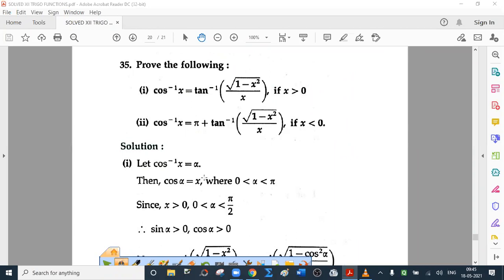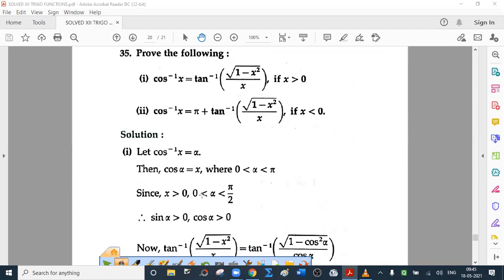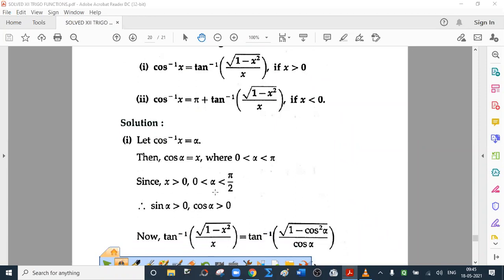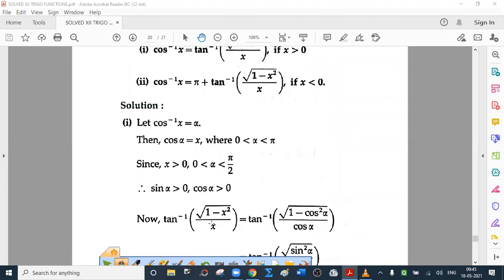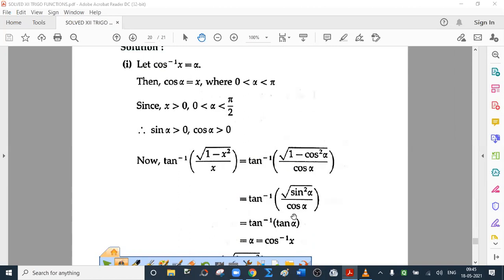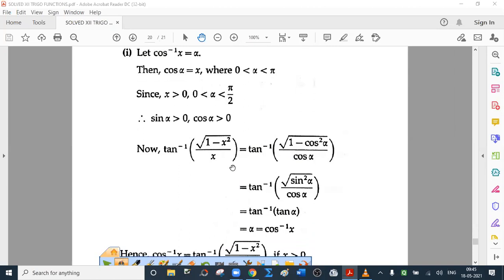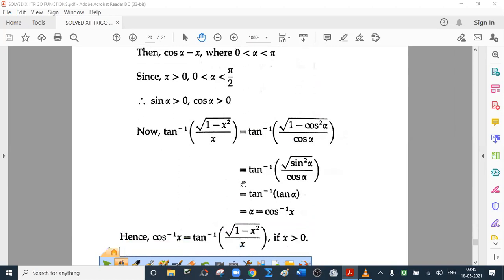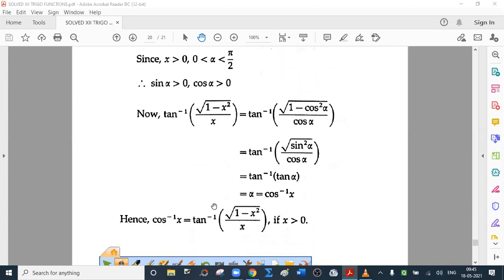Let cos inverse x be alpha. So cos alpha equal to x. Now x is greater than 0. So clearly alpha lies in first quadrant. So sine and cos are positive. Now tan inverse root 1 minus x square upon x is what? Tan inverse sine alpha upon cos alpha, that is tan alpha. But alpha is cos inverse x. And therefore cos inverse x is nothing but tan inverse root 1 minus x square upon x. It's a simple one.